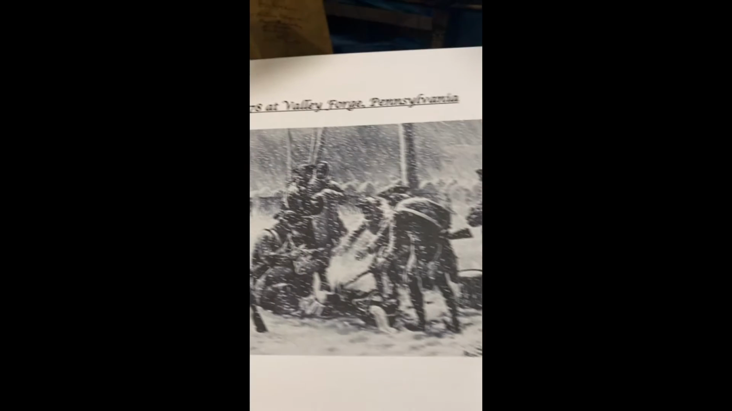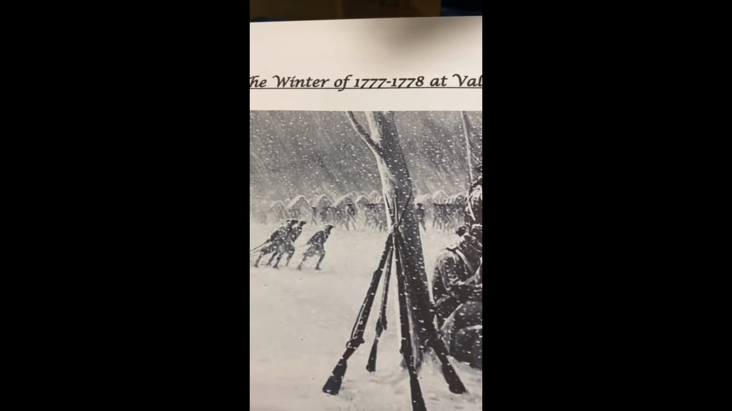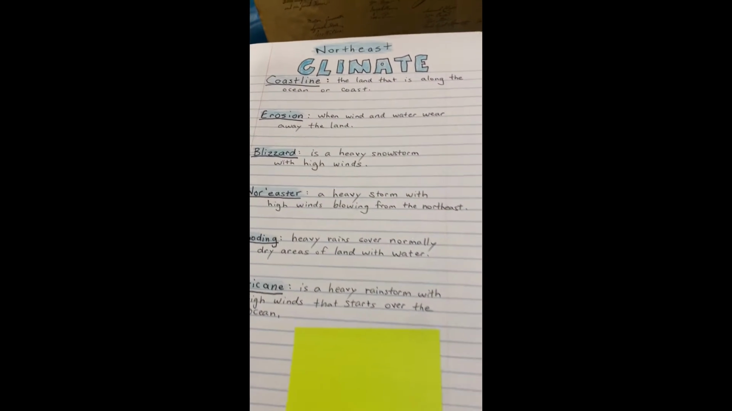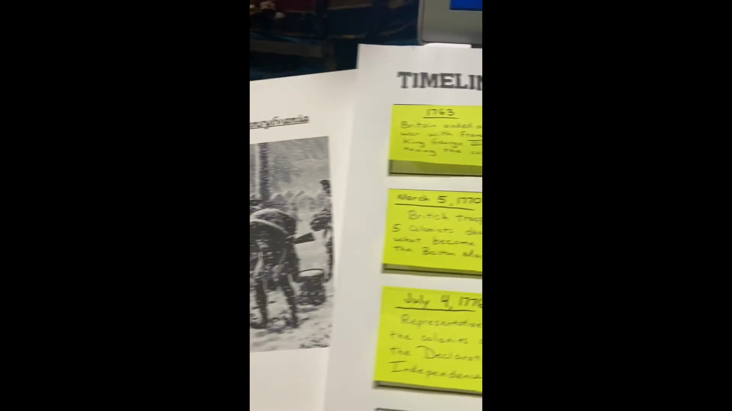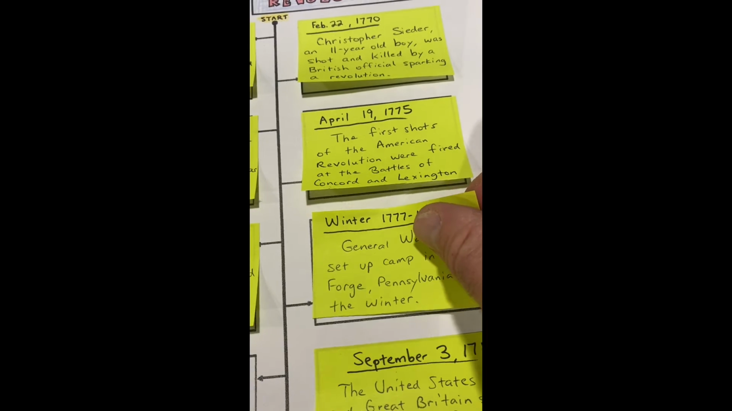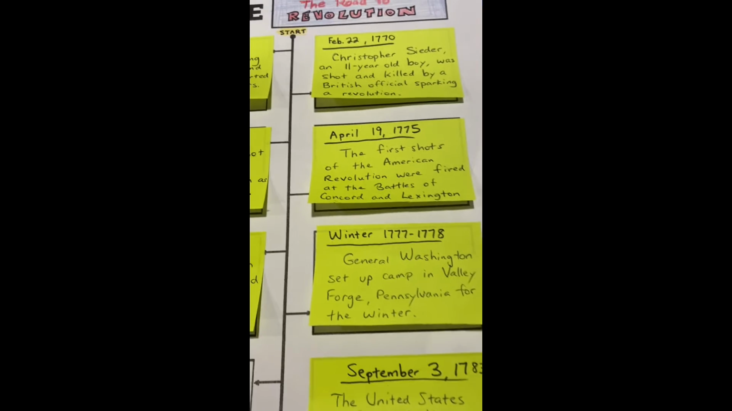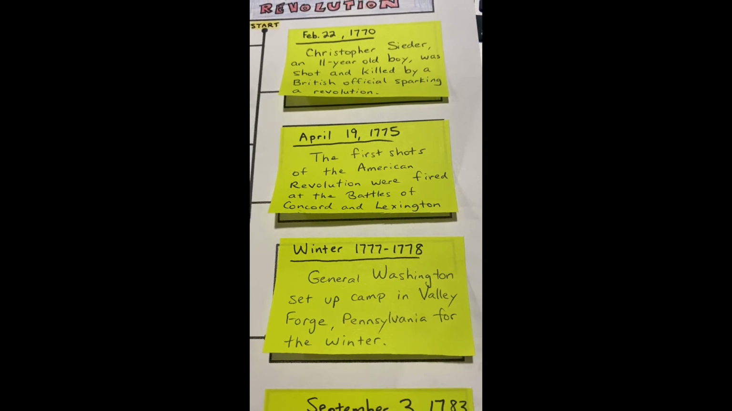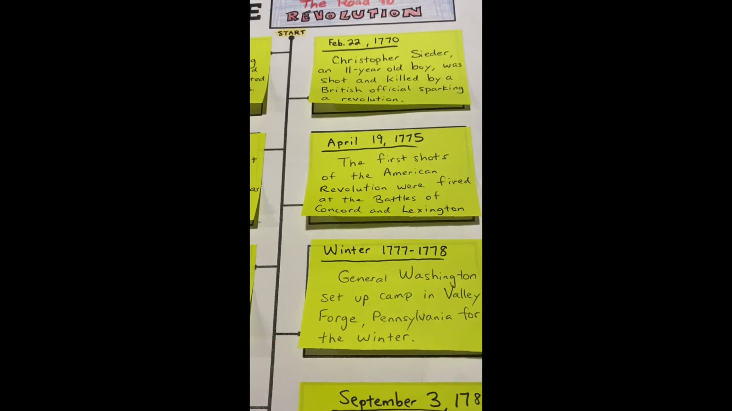One of those events is the one that I highlighted earlier, this winter of 1777. And that's the one that goes along with the climate of the Northeast, the things that Mr. Van Horn was talking about in our studies of the Northeast climate. And so I'm going to add in here one more post-it note that talks about that winter of 1777 and 1778. George Washington set up this camp in Valley Forge, Pennsylvania. He set this camp up for the winter.